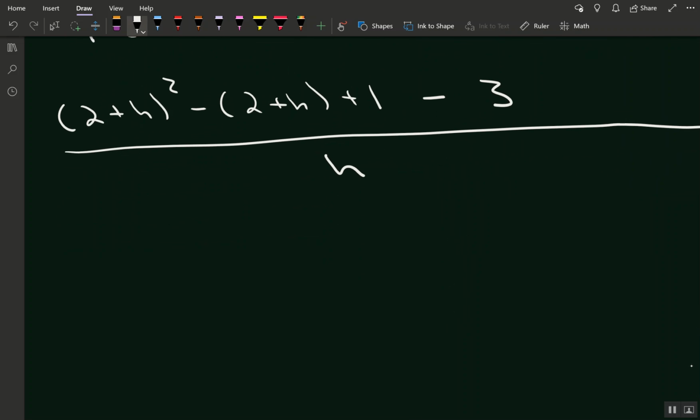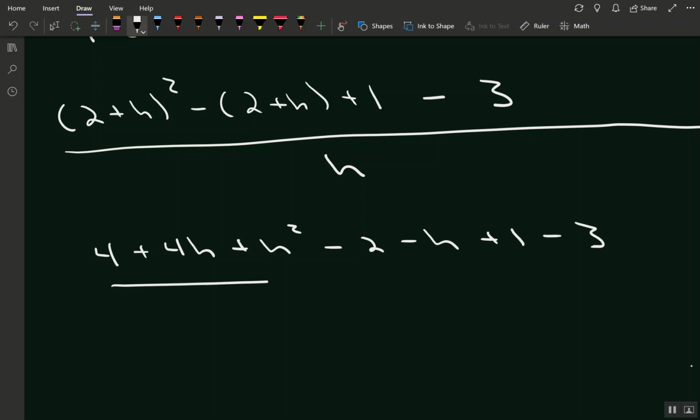Okay, so 2 plus h squared. Oh, that means I have to square the 2. Okay, then 2h plus 2h is 4h. Just FOIL it. I know you know how to do that. Okay, I'll keep the parentheses for now. Don't really need them. Actually, let's go ahead and get rid of them, because now I'm going to subtract all of 2h. In other words, I have to distribute that negative and then add 1 and then subtract 3 and put that all over h.